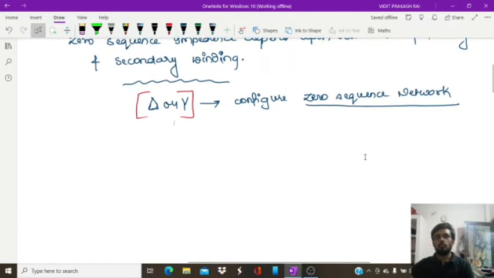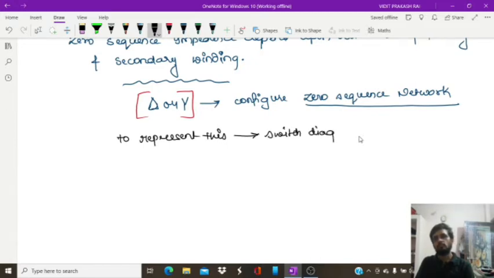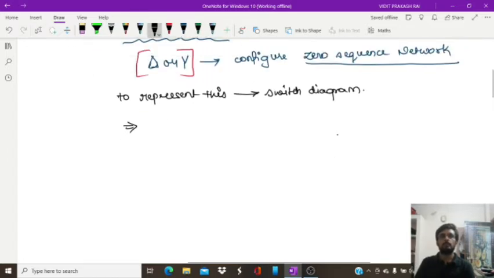Now, how to draw this zero sequence diagram? How to represent this? To represent this, we use switch diagram. So what is this switch diagram? See, this is your primary side and this is your secondary side.